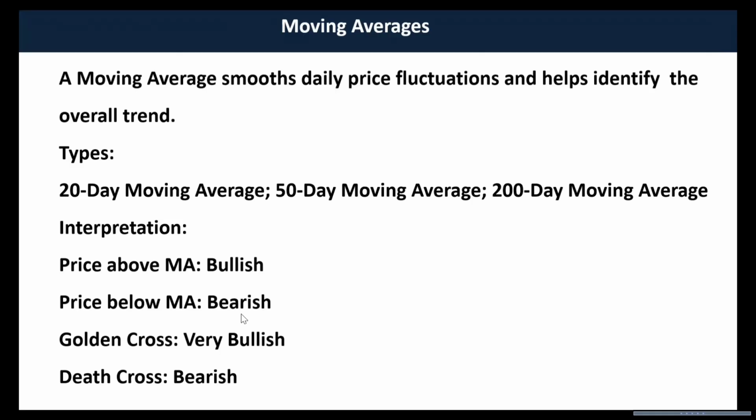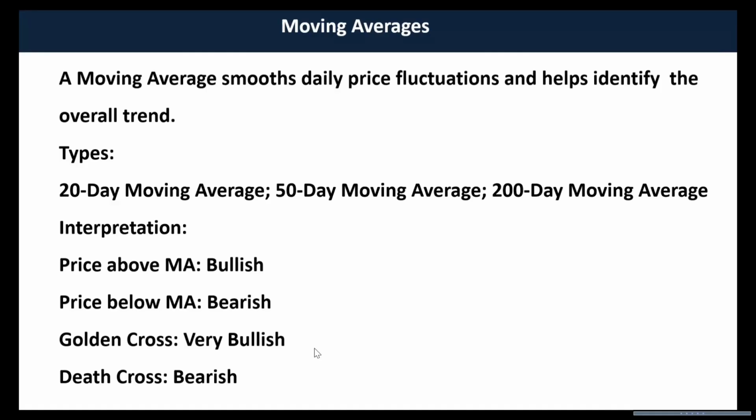Now coming to the golden cross. This is one of the most famous signals. When the 50-day moving average crosses above the 200-day moving average, it's called golden cross. Means our 50-day moving average, whatever the price you get, when that crosses the 200-day moving average, it's called what? Golden cross. So many investors consider this a strong bullish signal.